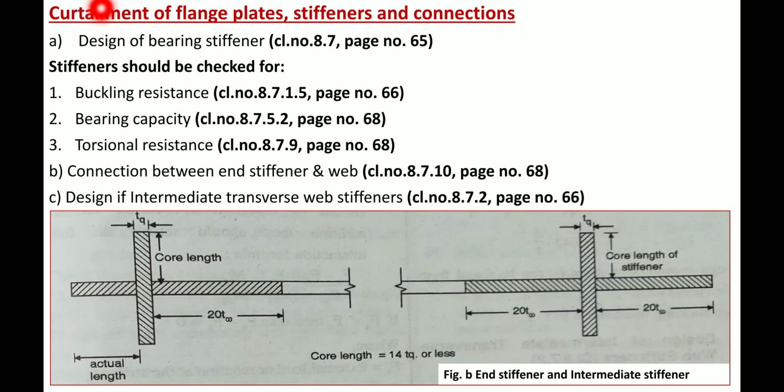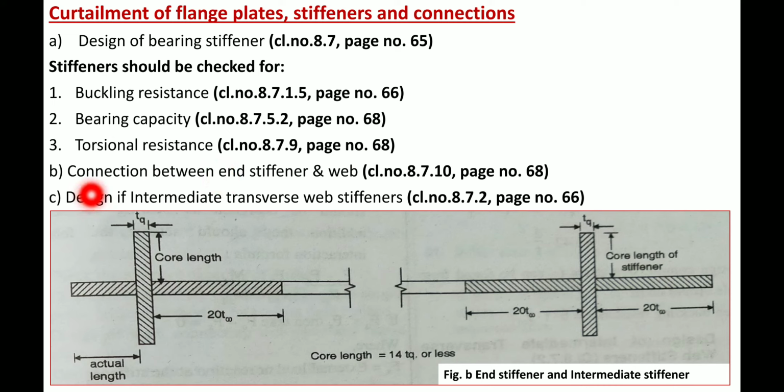Then curtailment of flange plates, stiffeners and connections are going to be made in the design of a welded plate girder. Dealing with the first part, design of bearing stiffener as per clause 8.7, page number 65. Stiffeners should be checked for buckling resistance as per clause 8.7.1.5, page number 66, and bearing capacity as per clause 8.7.5.2, page number 68. And the last check we are going to take is torsional resistance as per clause 8.7.9, page number 68.